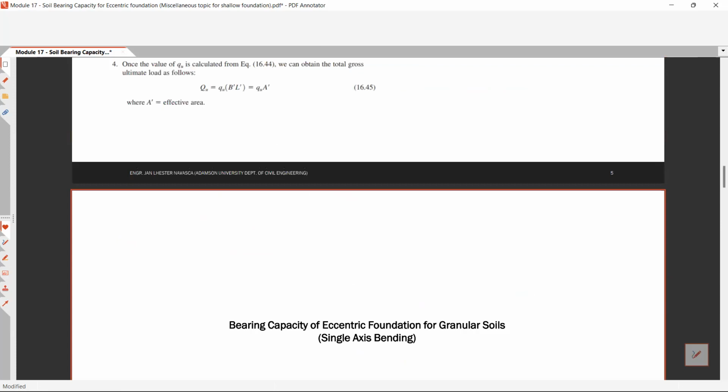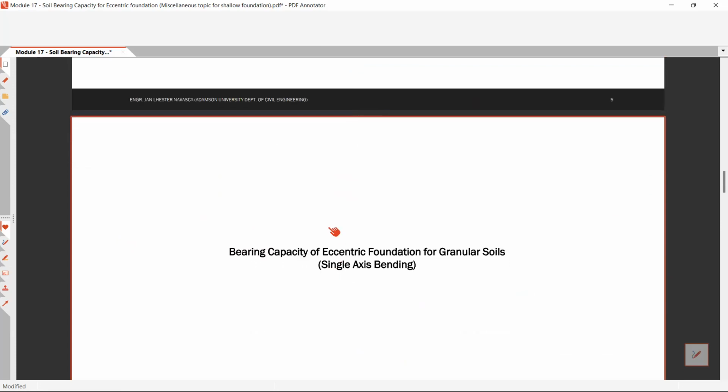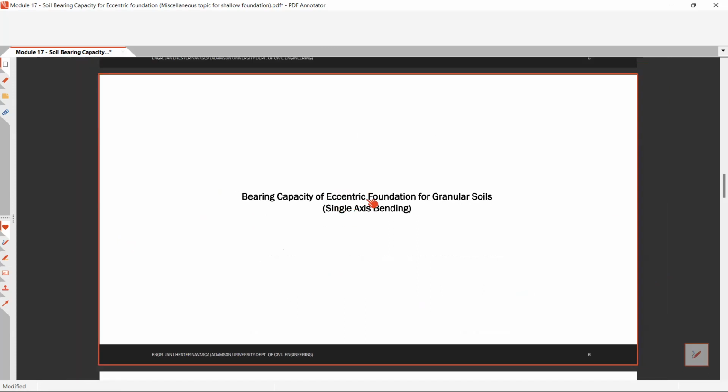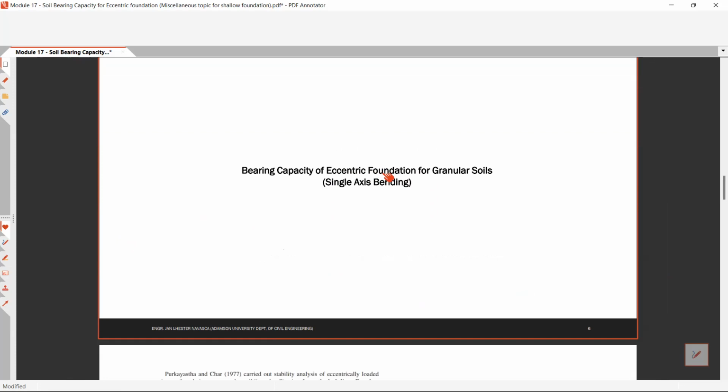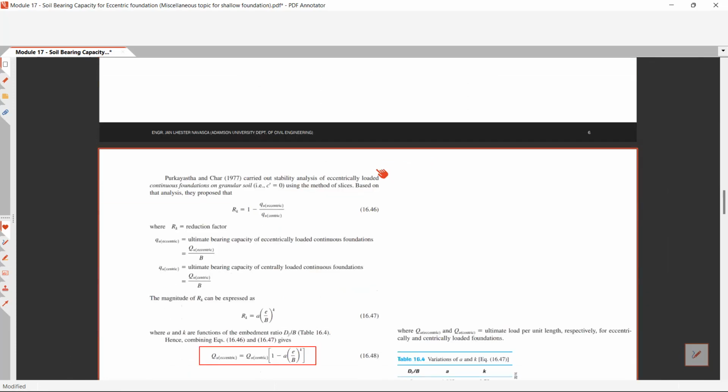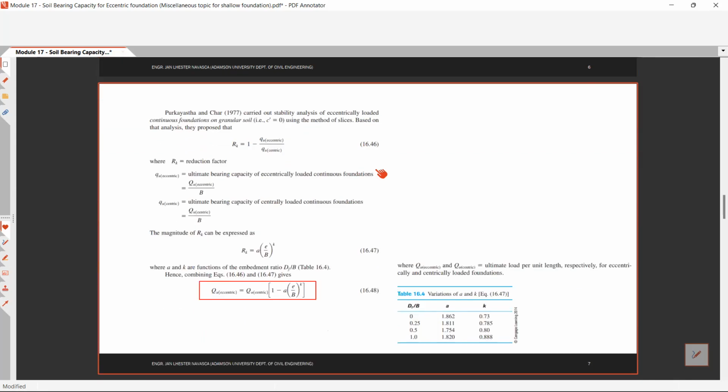okay. So what if other properties naman for the bearing capacity of eccentric foundation for granular soils. So again, it is under a single axis bending. So this time, granular soils naman, medyo mas maano yung inyong foundation. Mas malakas yung inyong foundation kasi granular soils na.